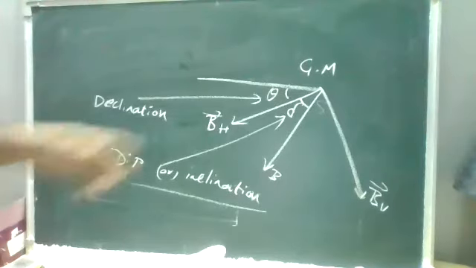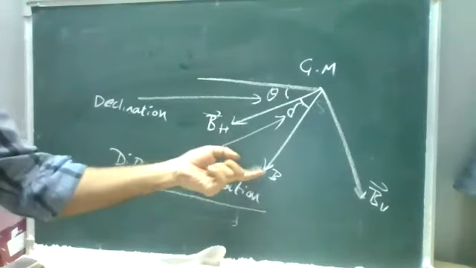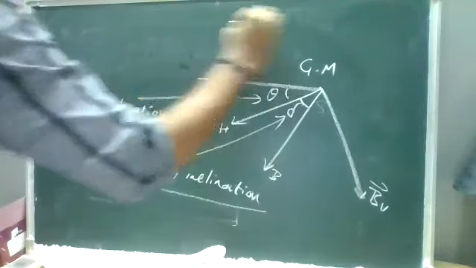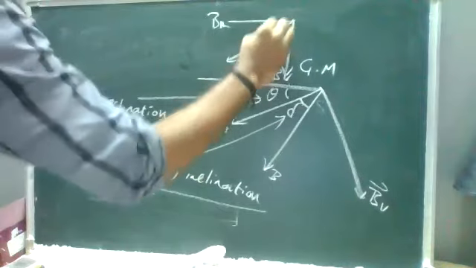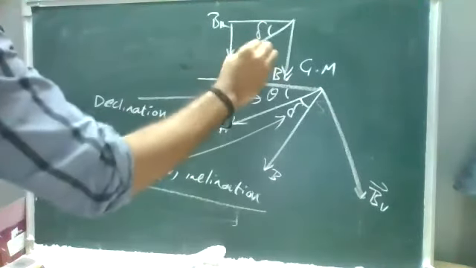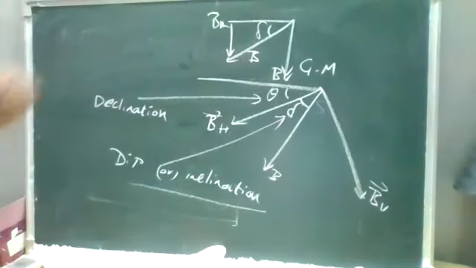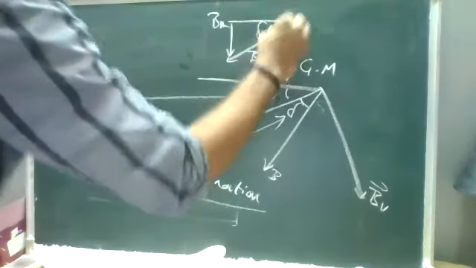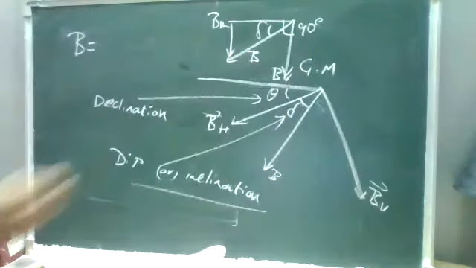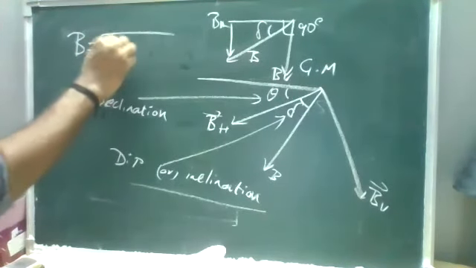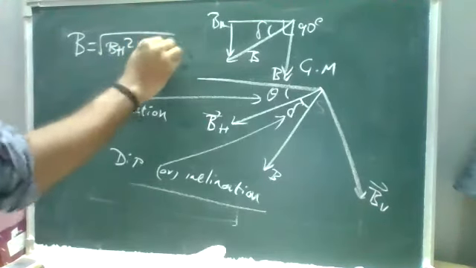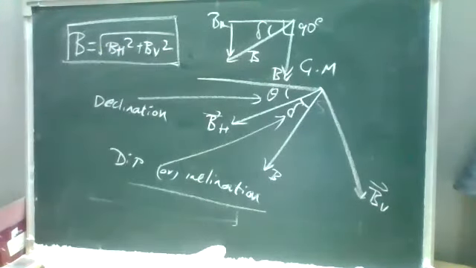Now, to find the resultant magnetic field from the vector quantities, they are BH and BV, and the resultant makes an angle del here. The resultant is nothing but the magnetic field B. Both BH and BV make 90 degrees. The resultant formula is square root of A square plus B square plus 2AB cos theta. But theta is 90 degrees, and cos 90 is 0. So B is equal to square root of BH square plus BV square. This is your resultant magnetic field relation.